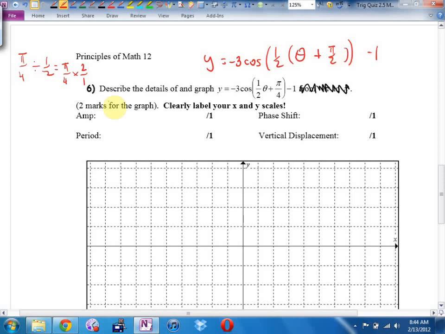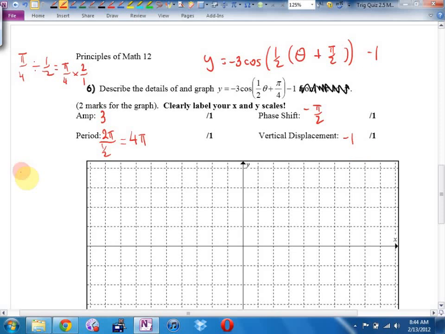Your amplitude is 3. Your period is 2 pi over a half. Hey, it's 4 pi. Your phase shift is negative pi by 2, or pi by 2 left. Your vertical displacement is negative 1. Ah, but we're not done. Mr. Dueck always said it was worth finding two more things.